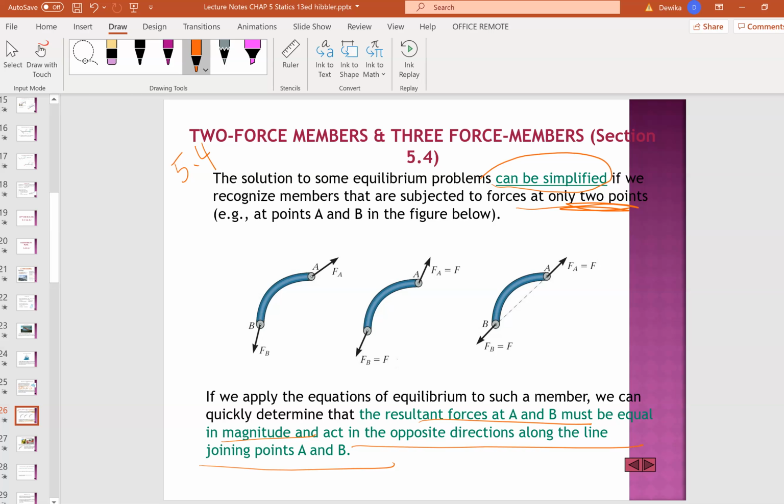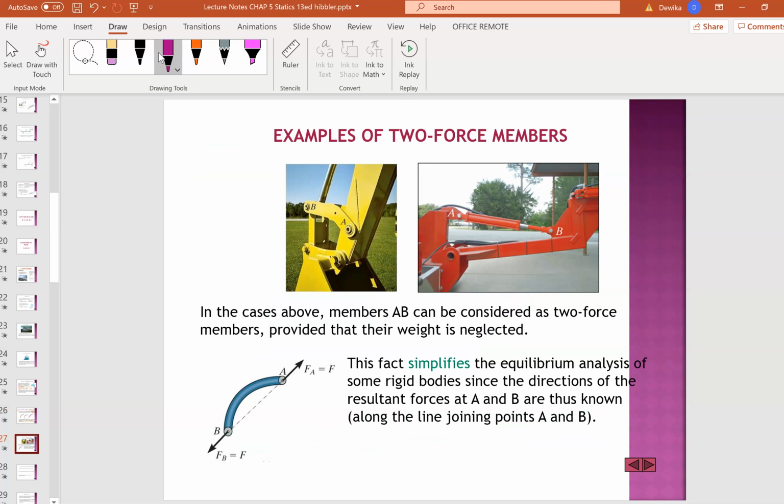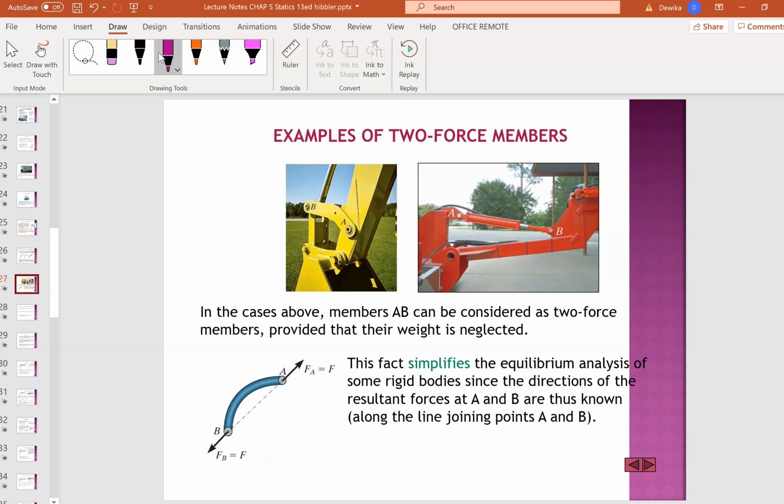So let's look at this member here. We have a member, and then we have force B and force A. Because you can equate the forces, equating FA equals FB, you can put them along one line. And this is a two force member. Then we're going to move on to examples of two force members. Let's look at the example before we move on to three force members.